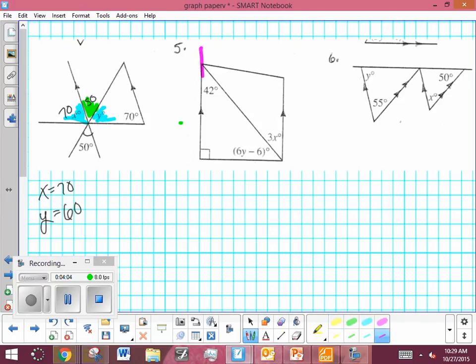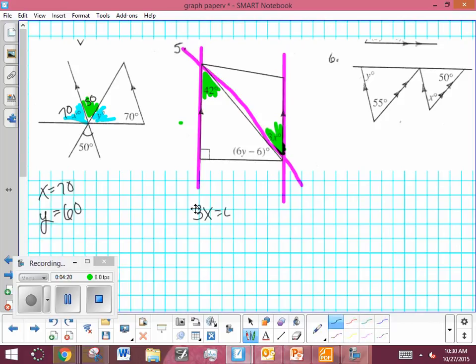Question number 5, parallel line. Look at a transversal. I'm going to choose that one first. And when I do that, I see that that angle and that angle are alternate interior. So we get 3x is equal to 42. Okay. So x then has got to be 14.